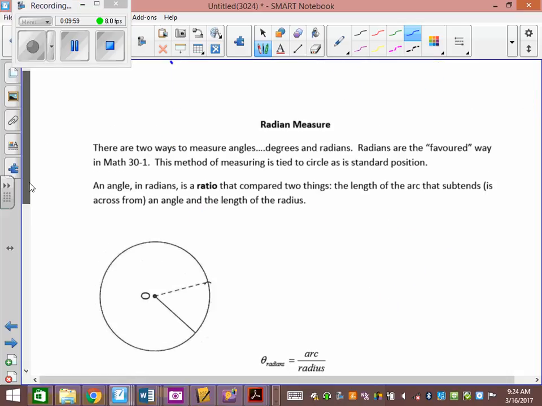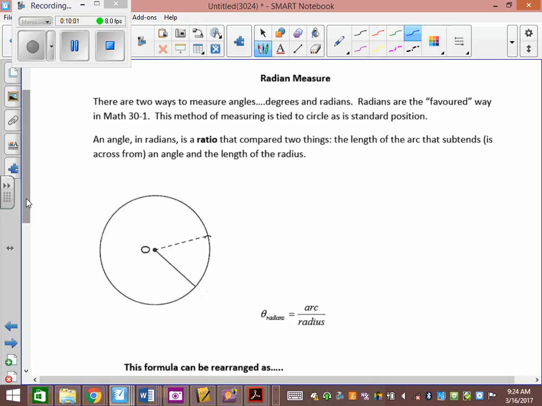Radian measure. This is where life changes forever. There are two ways to measure angles, degrees and radians. Radians are the favored way in Math 30-1. The method of measuring is tied to the circle in standard position. Whenever we do any type of word problems, they're always in radian measure. Degree measure doesn't make sense in a word problem.